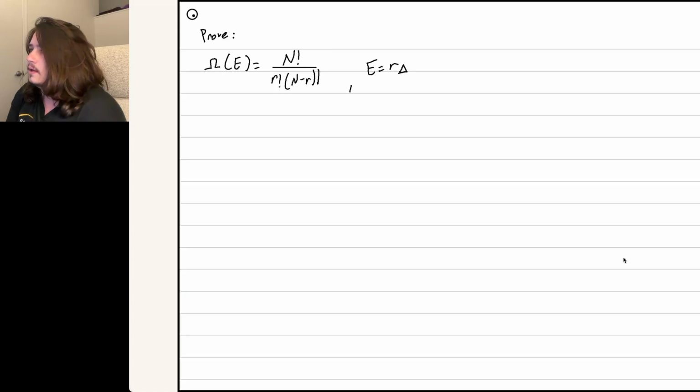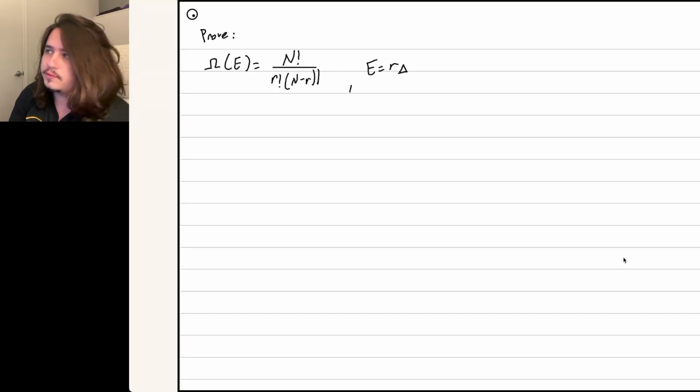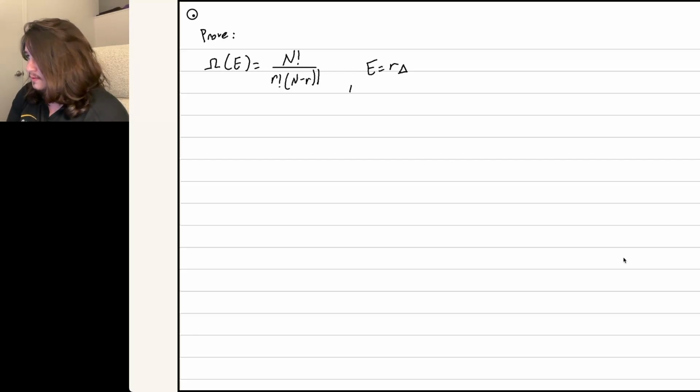We have a system that is comprised of n states that can have energy 0 or delta, and you have to show that the number of ways omega of e of arranging the total system to have an energy equal to r times delta, where r is an integer, is given by this equation here. Omega of e is equal to n factorial over r factorial times n minus r factorial. So this part of the problem is more of a conceptual check, really.